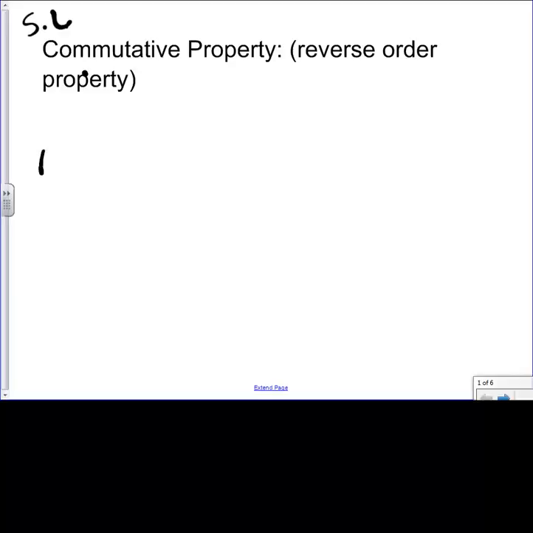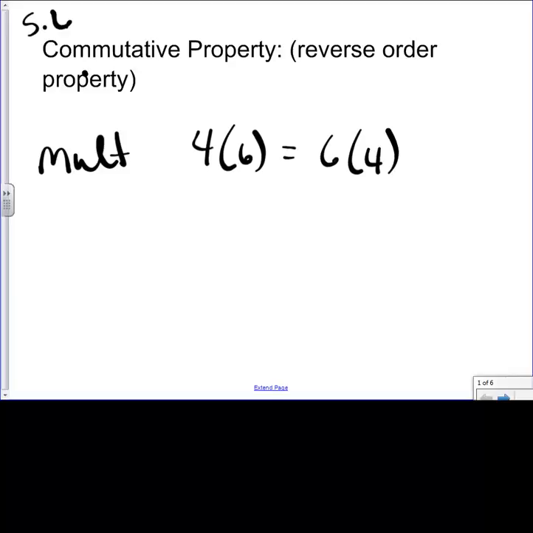And so there's one for multiplication, and an example would be 4 times 6 is the same thing as 6 times 4. So you can actually reverse the order of the 4 and the 6 and still multiply them and get 24. So that's how this works. The addition example is 4 plus 6 is the same thing as 6 plus 4. So you could switch the order of both of these and end up with 10 for the answer for addition.